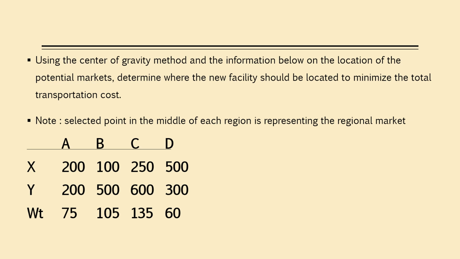Now, by using the center of gravity method and the information below on the location of the potential markets A, B, C, D, we are going to determine where the new facility should be located to minimize the total transportation cost. Here you have to note that a selected point in the middle of each region represents the regional market. For A, the x coordinate is 200 and the y coordinate is 200, whereas the weight is 75. For B, x is 100, y is 500 and the weight is 105. For C, x is 250, y is 600 and the weight is 135. For D, x is 500, y is 300 and the weight is 60.